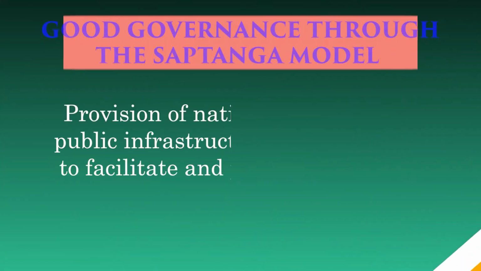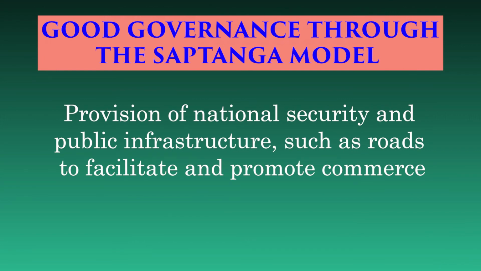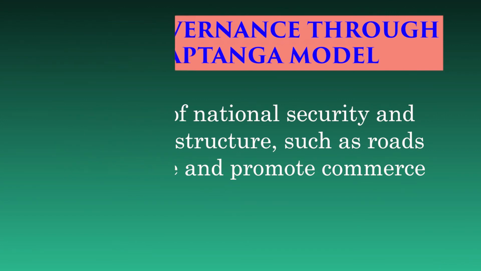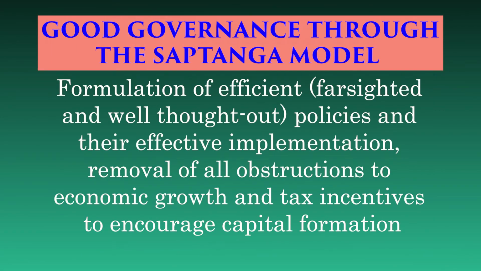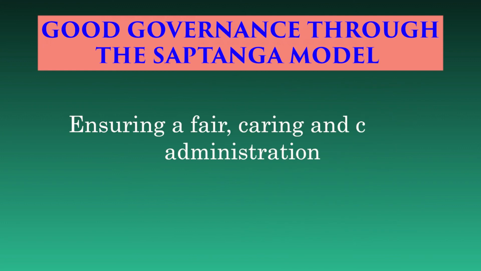Kautilya's good governance emphasized 3 basic elements. First, provision of national security and public administration, which would facilitate an able administrative mechanism. Formulation of efficient policies and their effective implementation. Removal of all obstructions to economic growth and tax incentives to encourage capital formation. Ensuring a fair, clean and caring administrative system.